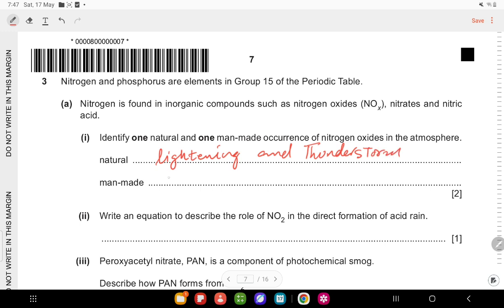And man-made is internal burning of fuel in internal combustion engine.